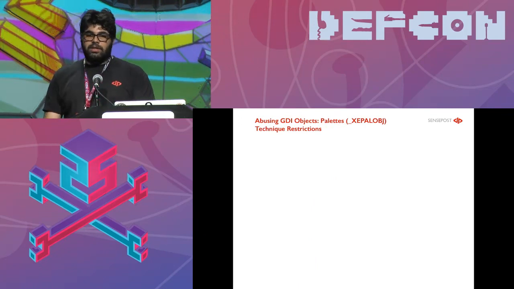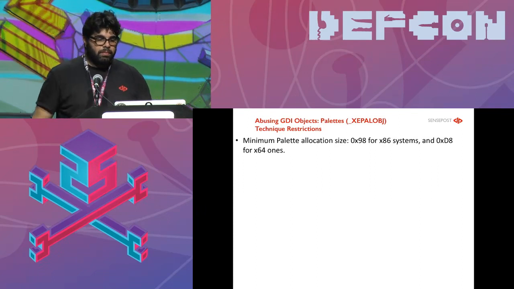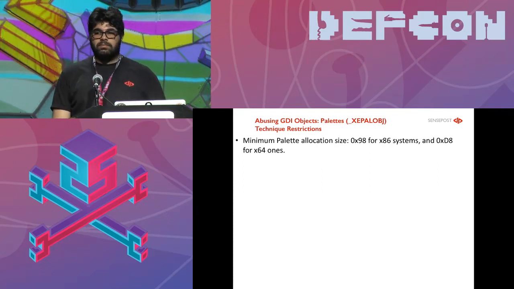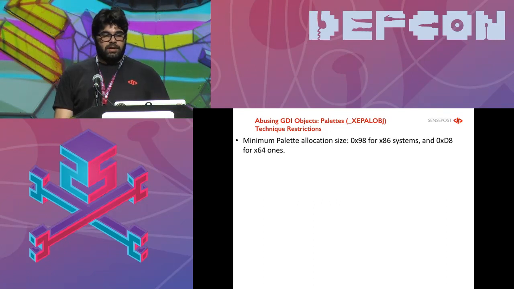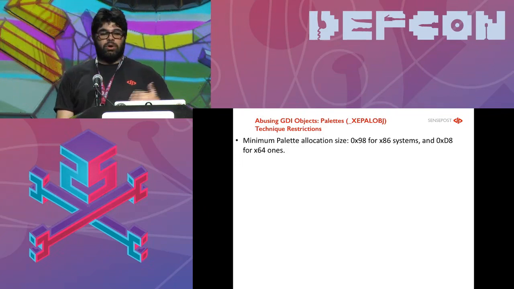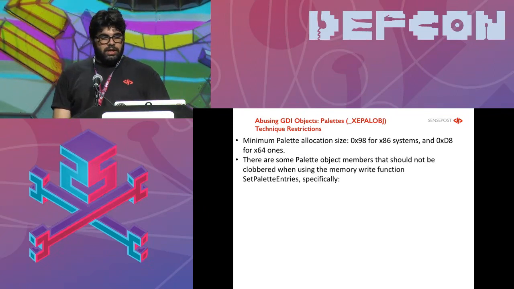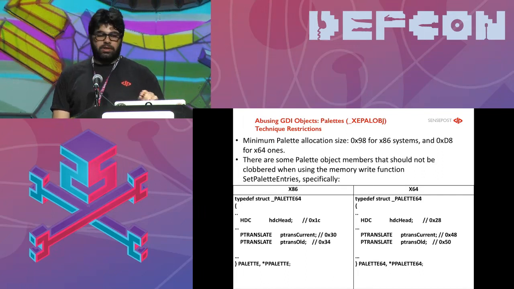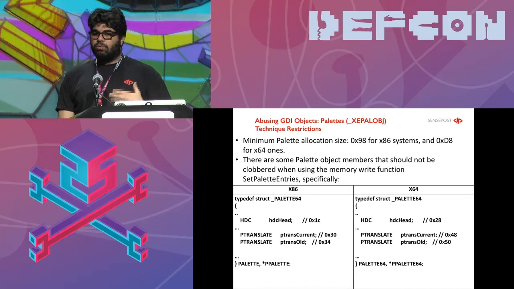So there are some technique restrictions in regards to using color palettes in exploitation. First of all, the minimum palette allocation size for x86 systems is 98 bytes, and D8 bytes for x64 ones. So when you corrupt the cEntries member, it has to be larger than these values. The next restriction is related to the SetPaletteEntries function. When you try to write to palette memory using SetPaletteEntries, if you clobber any of these members, it will block the writing to memory, which effectively will result in either a blue screen of death or will result in erroring out without actually writing to kernel memory.